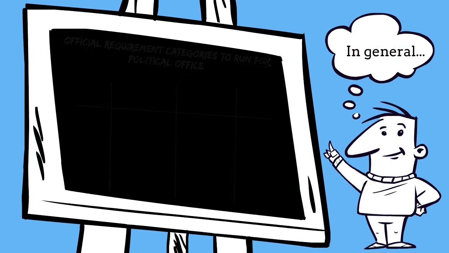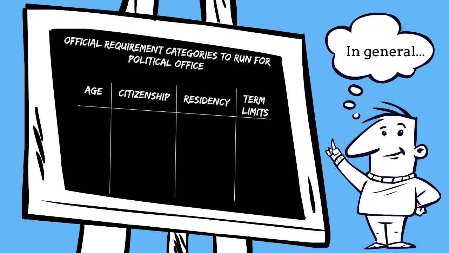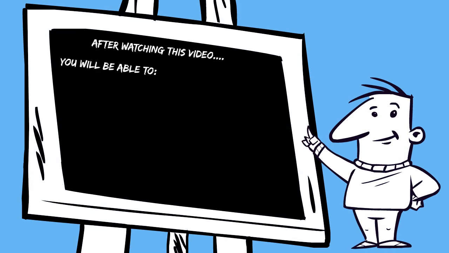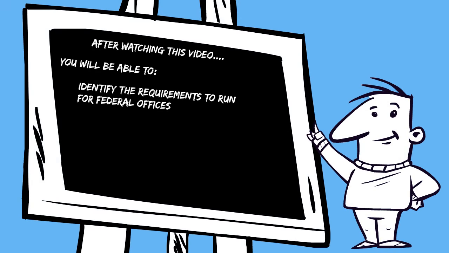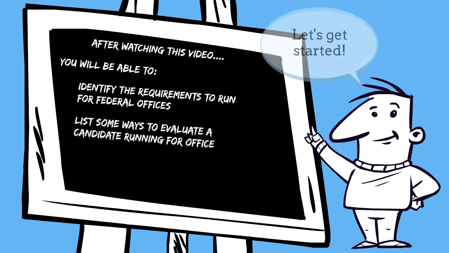In general, official requirements to run for political office can be sorted into several categories: age, citizenship, residency, or where someone lives, and term limits, which is how many terms a person can hold the same office. After watching this video, you will be able to: 1. Identify the requirements to run for federal offices. 2. List some ways to evaluate a candidate running for office. Let's get started.